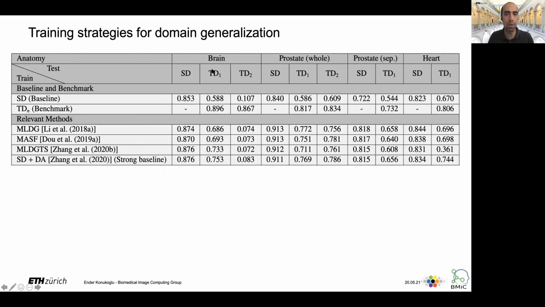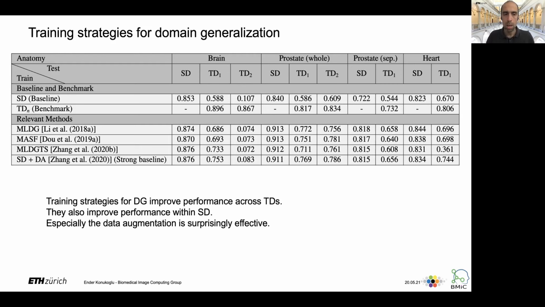For example, for the brain in the target domain, we go from 59 to almost 75. For the prostate, the same thing, we go from 59 to 77. For the heart, we go from 67 to 74. That's actually fantastic. When the domains are very different, they seem to fail, but maybe that's okay. That's kind of reasonable. Now, the take-home message is that training strategies for domain generalization really improve performance, so they're great.